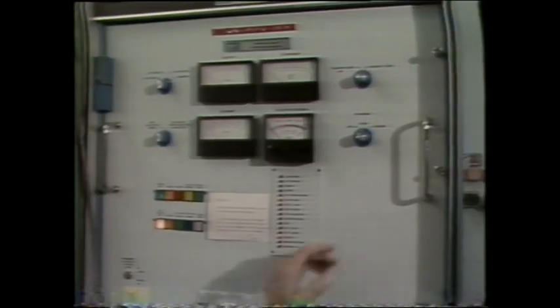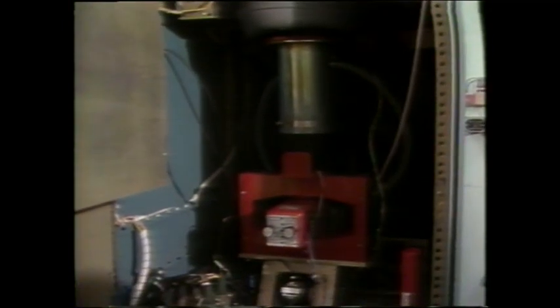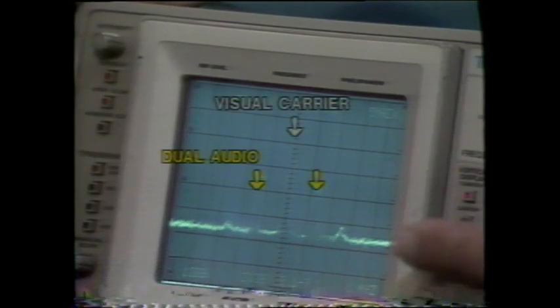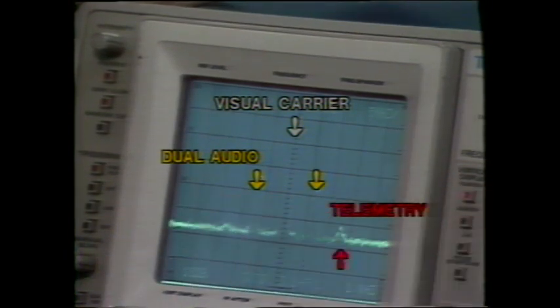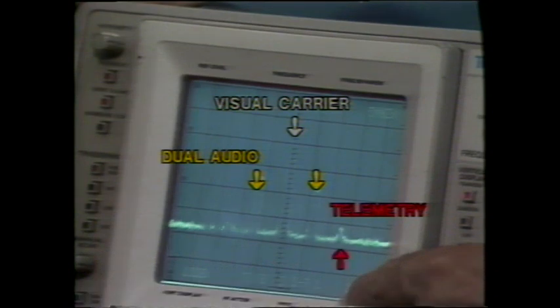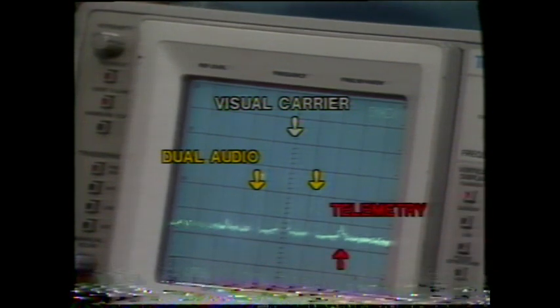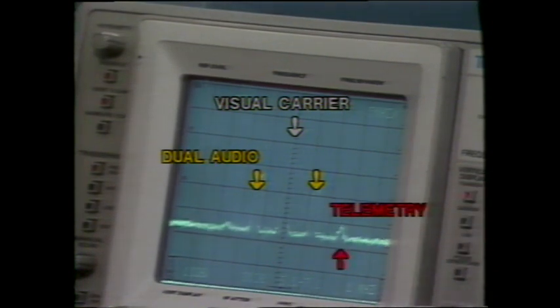The 492 is also helpful for making measurements on the uplink transmitter. Looking at the output of the klystron with a directional coupler in the waveguide, both the visual and dual aural carriers can be seen. This additional signal is telemetry from the studio. It's not too large, but must be monitored, kept at a low level, or filtered out.